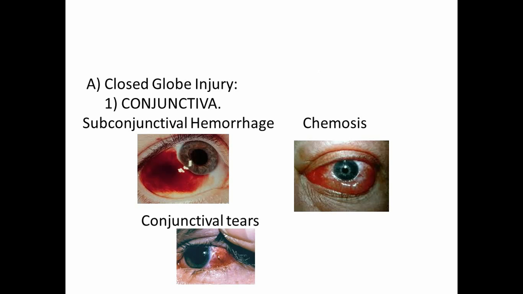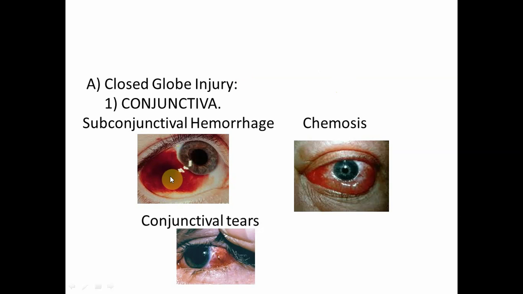We'll first talk about blunt trauma manifestations with a closed globe injury. Again, we will go part by part, so that will be easier to remember. What are the changes which can happen on the conjunctiva? We can have a subconjunctival hemorrhage. What exactly is subconjunctival hemorrhage? It's basically an accumulation of blood in the subconjunctival space. There are a few blood vessels which are present in the subconjunctival space.